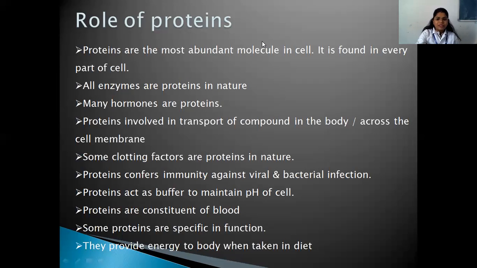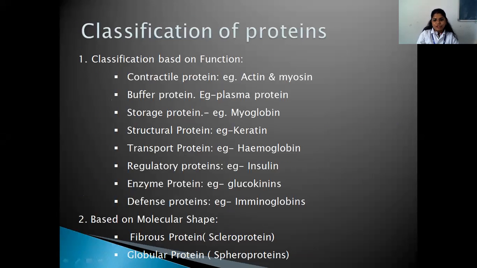Okay. Then proteins act as buffers to maintain the pH of the cell. If we consider blood, in blood there is plasma. This plasma is responsible for maintaining the pH of the blood, and it is proteinous in nature. Proteins are constituents of the blood. Some proteins have a specific function, and they provide energy to the body when taken in the diet. Then we will see the classification of protein.